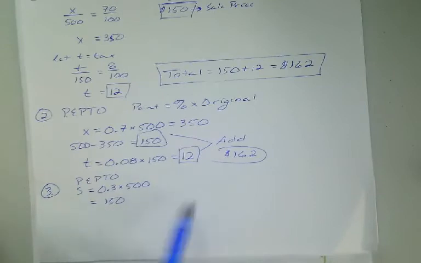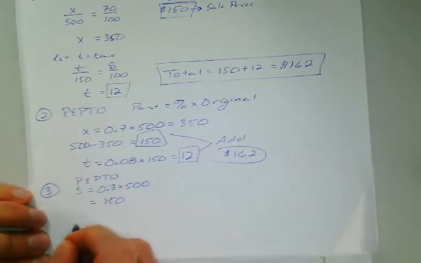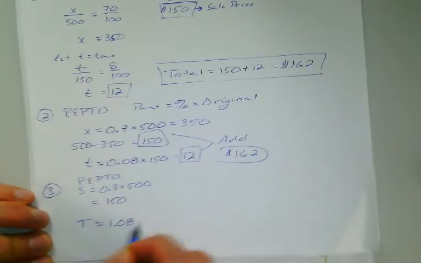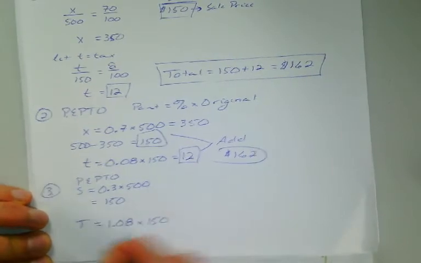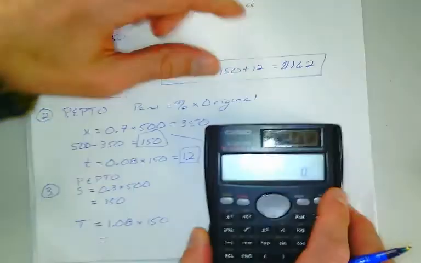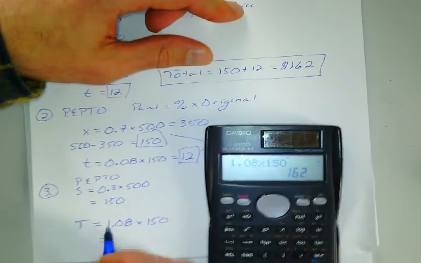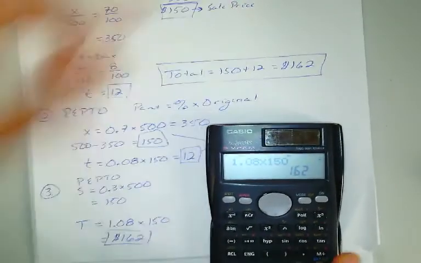Now, if you add 8% of something back onto it, you're actually paying for 108% of that sale price. So let's use T for total, and let's do 108%, which is 1.08, using the PEPTO strategy, times the original, which is 150 now. 1.08 times 150 is 162. So that's a little higher level thinking that we didn't do too much this year.